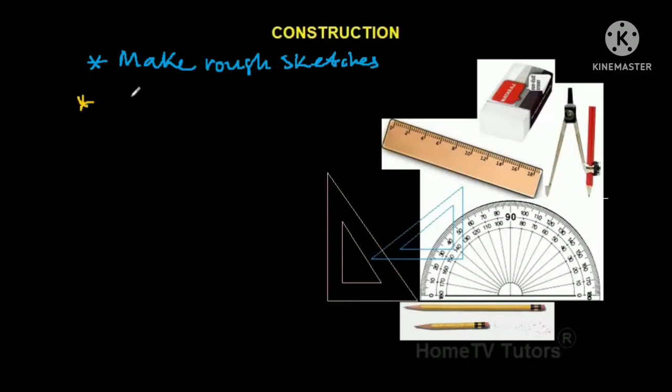Then also make sure you have the necessary tools: the eraser, the compass, the ruler, the set square, the protractor, and the pencils. You could have two pencils, a short one and a long one. The short one can be attached to the compass, while you use the long one for drawing of the lines or connecting the points. Okay, good.